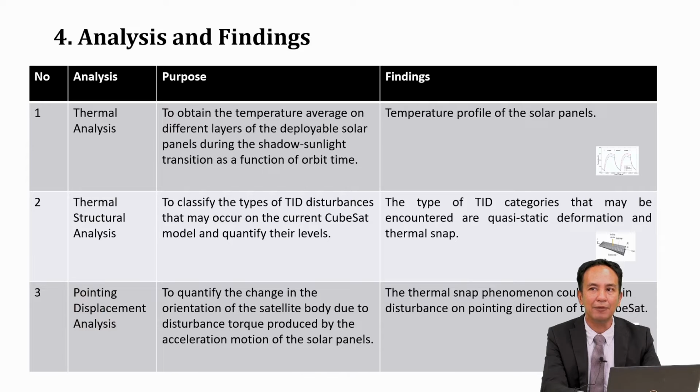In this slide, I will show some of the important results obtained from each analysis done in the procedures. Thermal analysis is the first part of the analysis. Its purpose is to obtain the temperature average on different layers of the deployable solar panels during the shadow to sunlight transition as a function of orbit time.